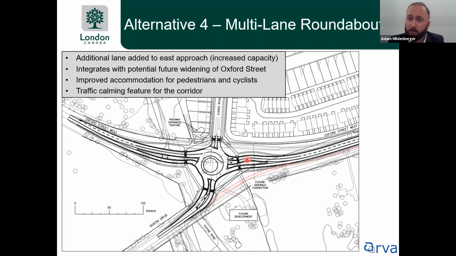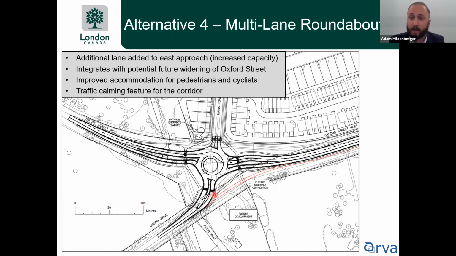Under this configuration, the queuing of cars, that being the lineup of cars, and the delays experienced by motorists at the roundabout are expected to be low and what we would consider acceptable. This also provides an opportunity for future integration with any potential future widening of Oxford Street. If Oxford Street east of the intersection were widened in the future to a 4-lane cross-section, that being 2 lanes per direction, that could be easily integrated into this roundabout configuration.